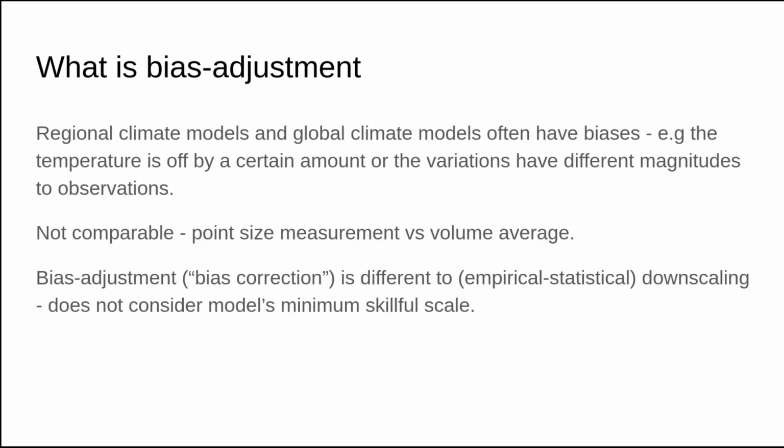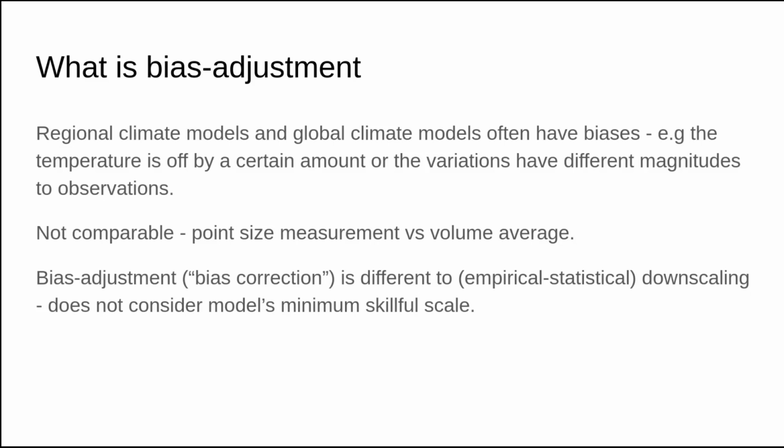Before we go on, I want to say something about bias adjustment. What is that? So we know that regional climate models and global climate models often have biases, which means that the temperature may be off by a certain amount, or the variations have different magnitudes to the observations. It is important to realize that the model results are not directly comparable to the observations because they represent different things. So whereas the temperature or the rainfall is a sort of point-size measurement that represents a very small area or a volume, the models calculate the volume averages over several kilometers, so they're not really quite comparable.